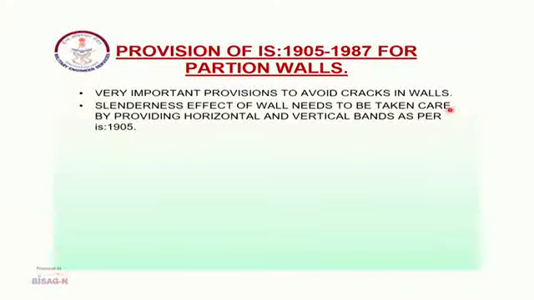So, we must provide the bands, and in the horizontal direction we must provide the vertical bands, in case of a half wall after 4.3 meter and for a full wall almost 9.5 meter. So, these are the codal provisions. If we fail to provide them, then cracks are going to come.